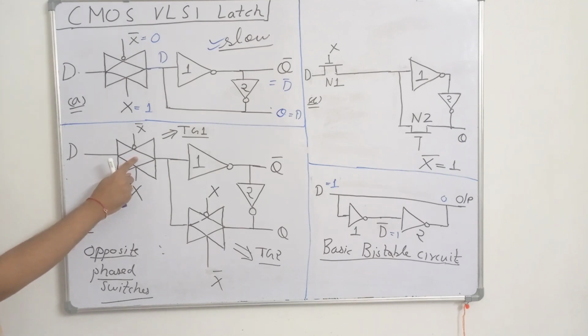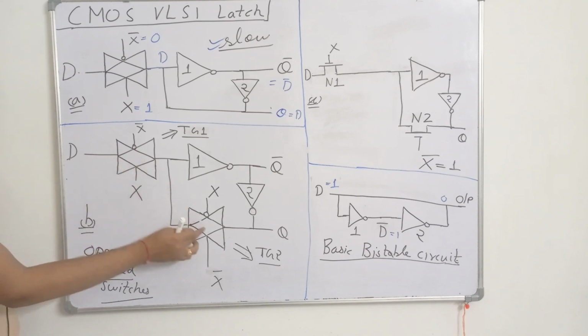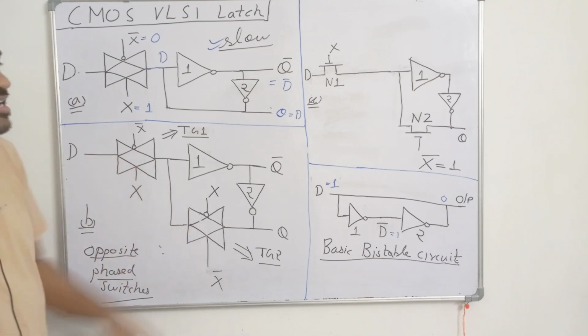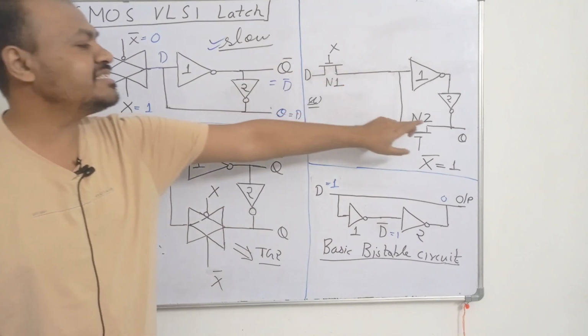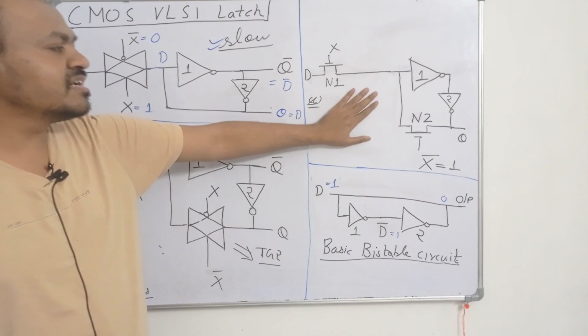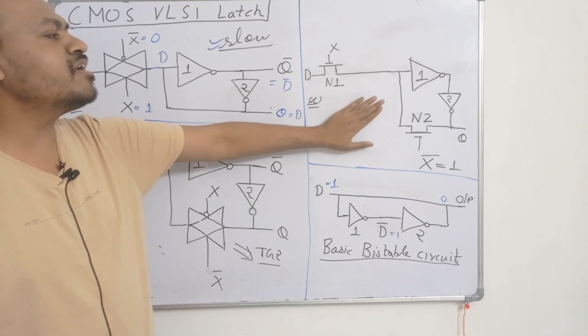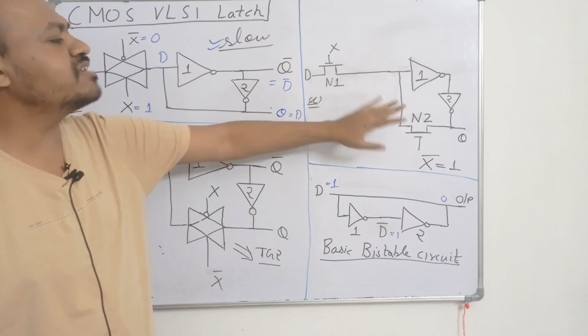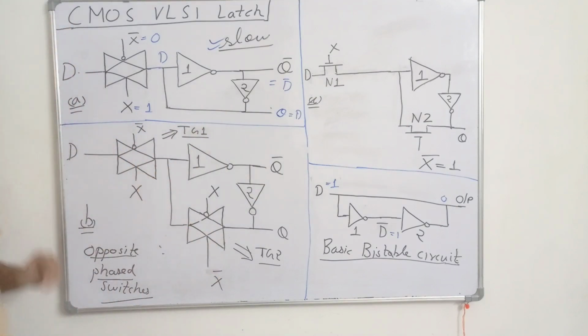So for one transmission gate we need two transistors. Here we have two transmission gates, so we need four transistors. But here we have only one transistor here and one transistor here. So designers prefer this circuit because it uses fewer transistors: only two transistors for this, and here we are using four transistors.